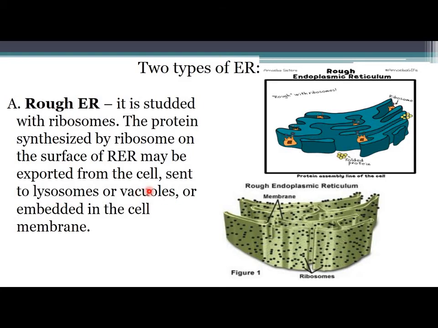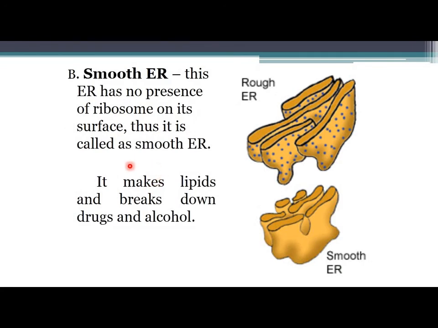And then next, smooth endoplasmic reticulum, it has no ribosomes, no ribosomes. Kaya siya tinawag as smooth endoplasmic reticulum. And again, it makes lipids and breaks down drugs and alcohol na meron tayo sa ating body, na meron sa body ng isang organism.